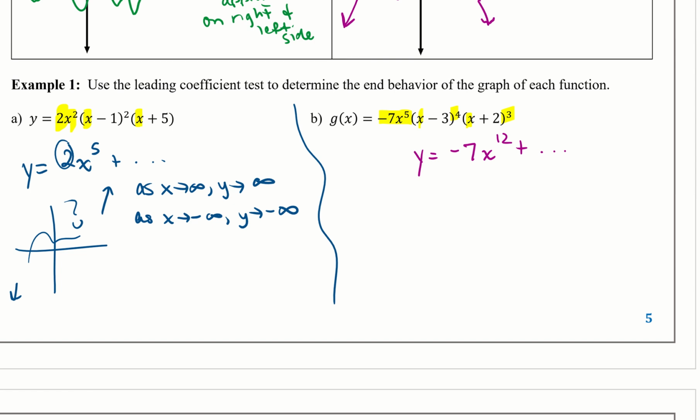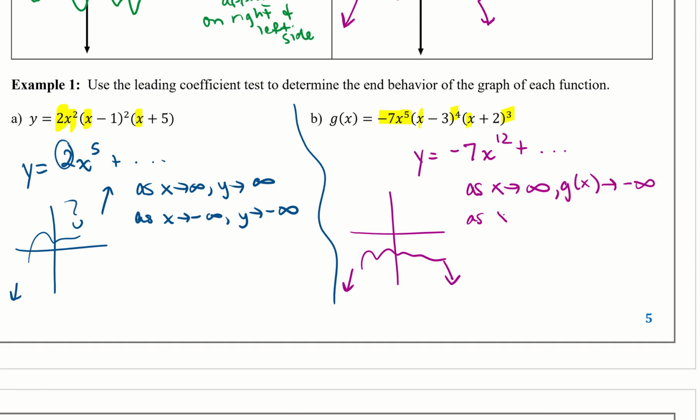So because I have an even power, the right side and the left side will have the same behavior. And because I have a negative leading coefficient, the right side's going down. And that would mean the left side's also going down. And we have all sorts of stuff probably happening in the interior that I'm unconcerned about. So as x approaches positive infinity, g of x, that's the name of the output this time, will go down to negative infinity. So this is your far right behavior. And then if I look at the far left behavior, it will be the same.